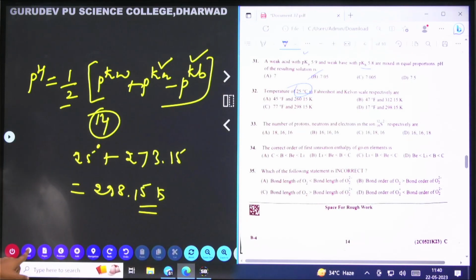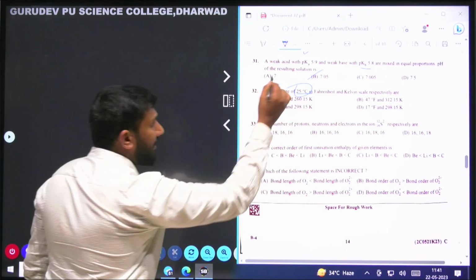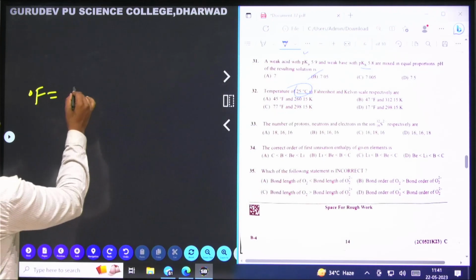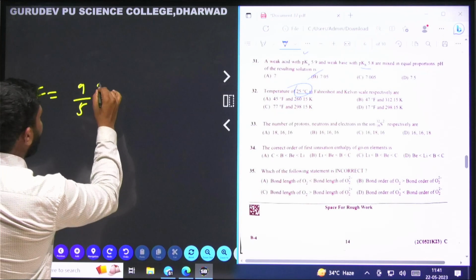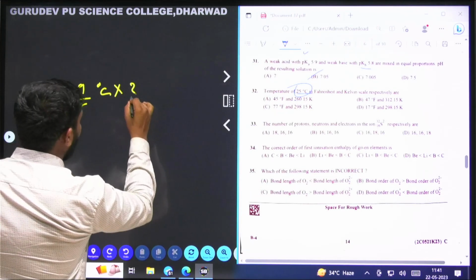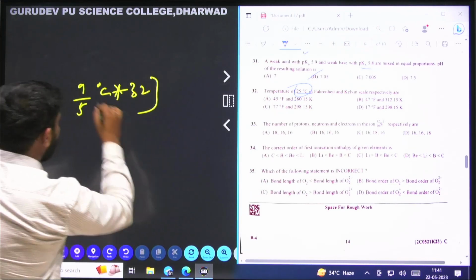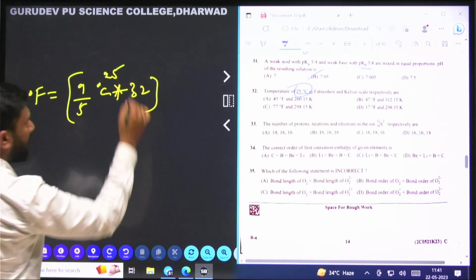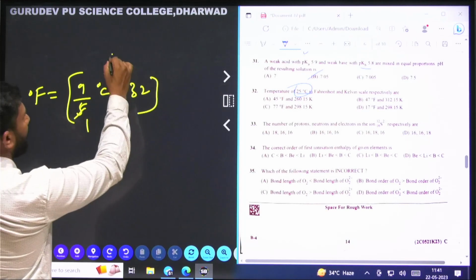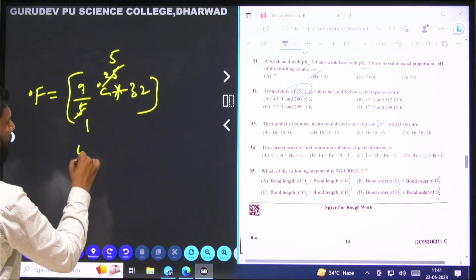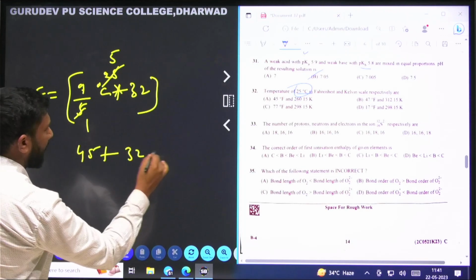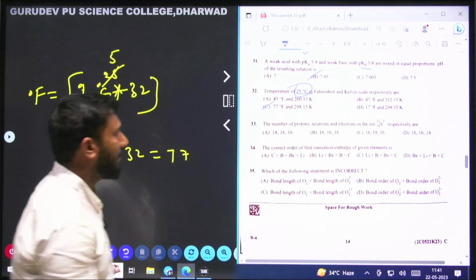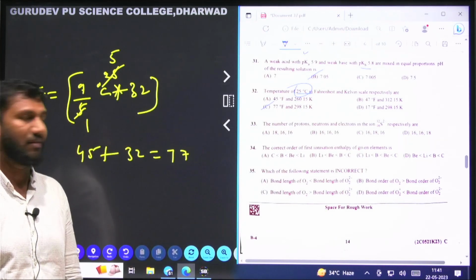we get 298.15 Kelvin. By converting degree Celsius into Fahrenheit using the formula, degree Fahrenheit is equal to 9/5 times degree Celsius plus 32. So the degree Celsius value is 25. Just put it here. 5 ones are 5, 9 5s are 45. 45 plus 32 is equal to 77. So the answer is 77 degree Fahrenheit and 298 Kelvin.